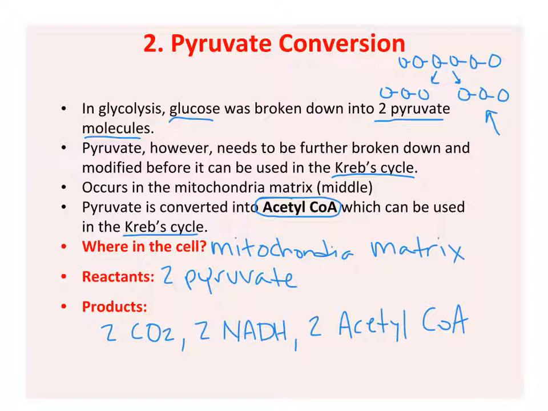Your reactants, 2 pyruvates, go in. What comes out? You get 2 CO2s. You get 2 NADHs, which carry electrons. And you get 2 acetyl-CoAs, which are going to go into the Krebs cycle, the next cycle of respiration.